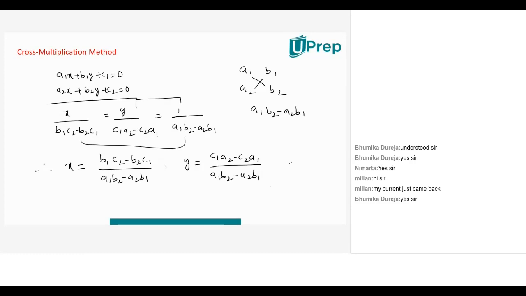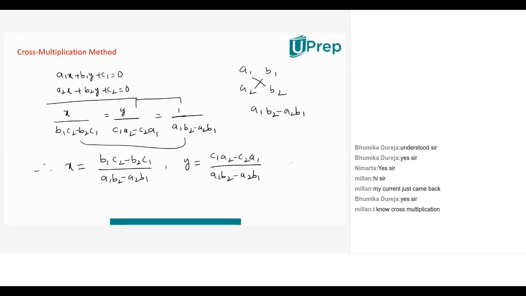Is this clear? So your x is B1 C2 minus B2 C1 by A1 B2 minus A2 B1, and y is C1 A2 minus C2 A1 by A1 B2 minus A2 B1. Now, Milan, don't worry, I'll explain once again. I'm sure for the rest of you guys, it is clear now.